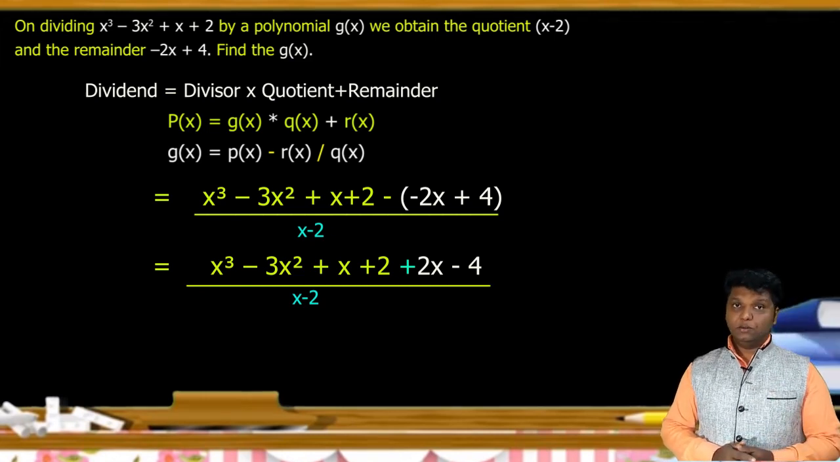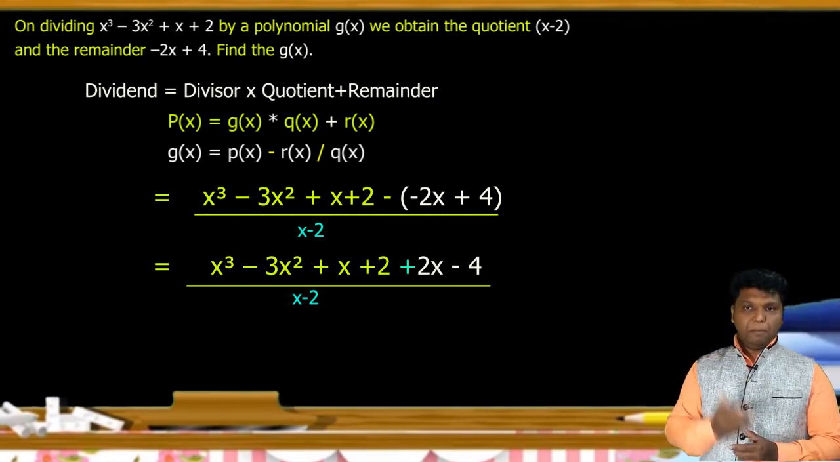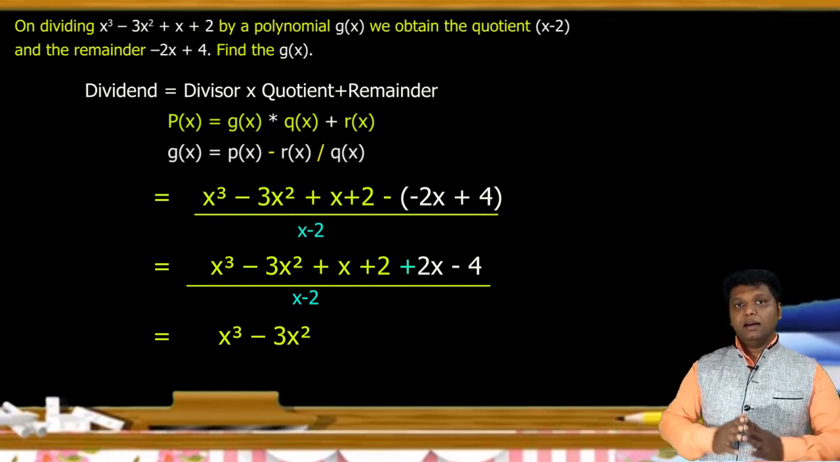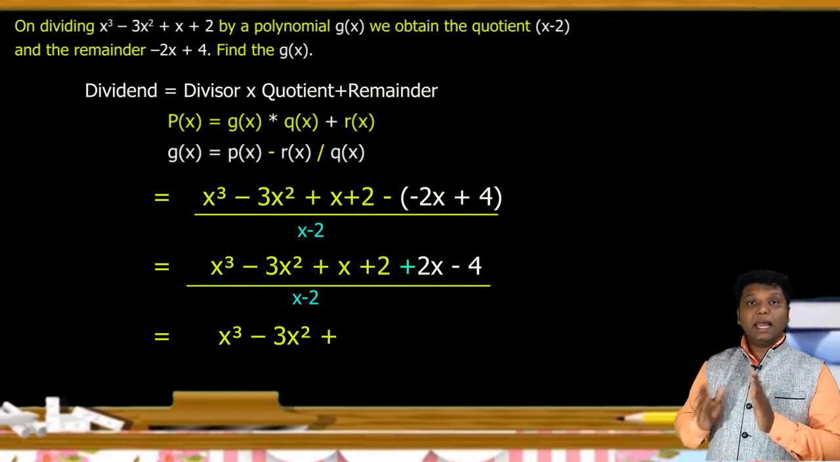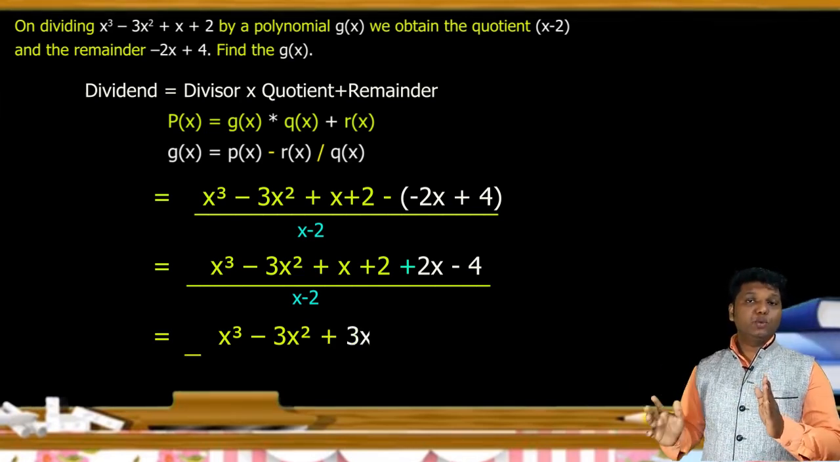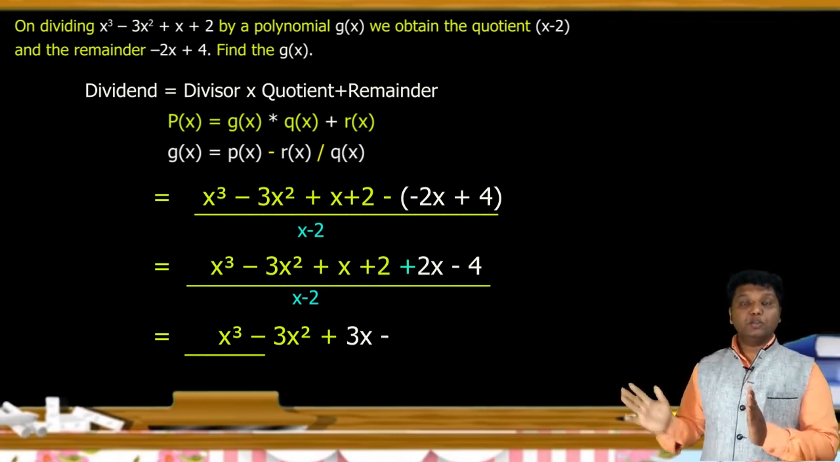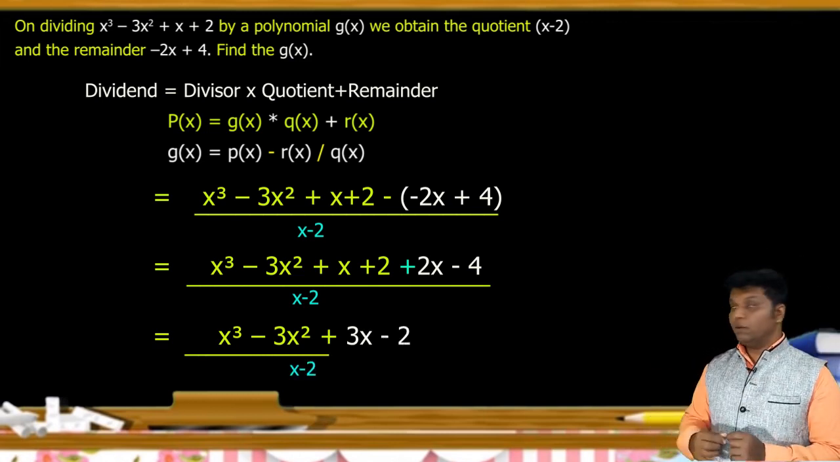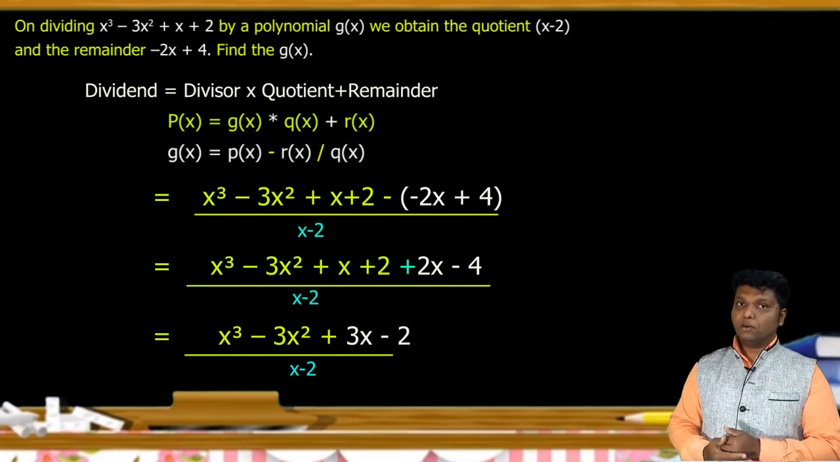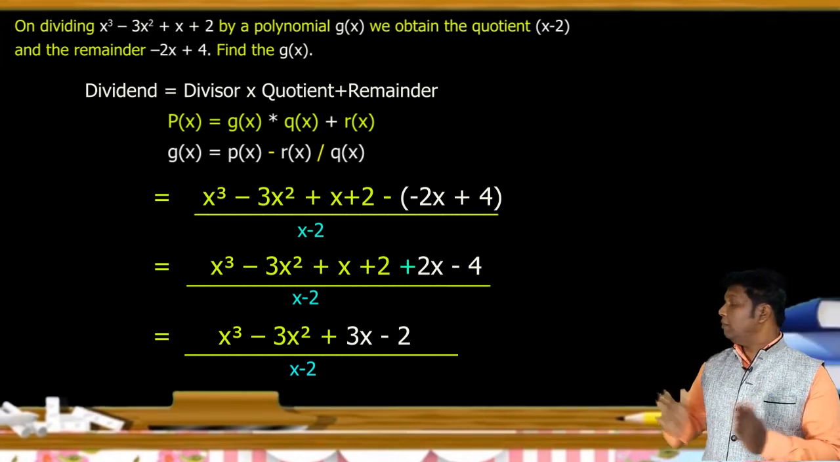Again, that is equal to x cube minus 3x square. Then see here, there are two like terms, right? One 3x is there, one 2x is there. You can add them together. 3x plus 2x, how much is it? 5x. So here you will write plus 5x. Numbers are also there. One minus 2 is there, one minus 4 is there.